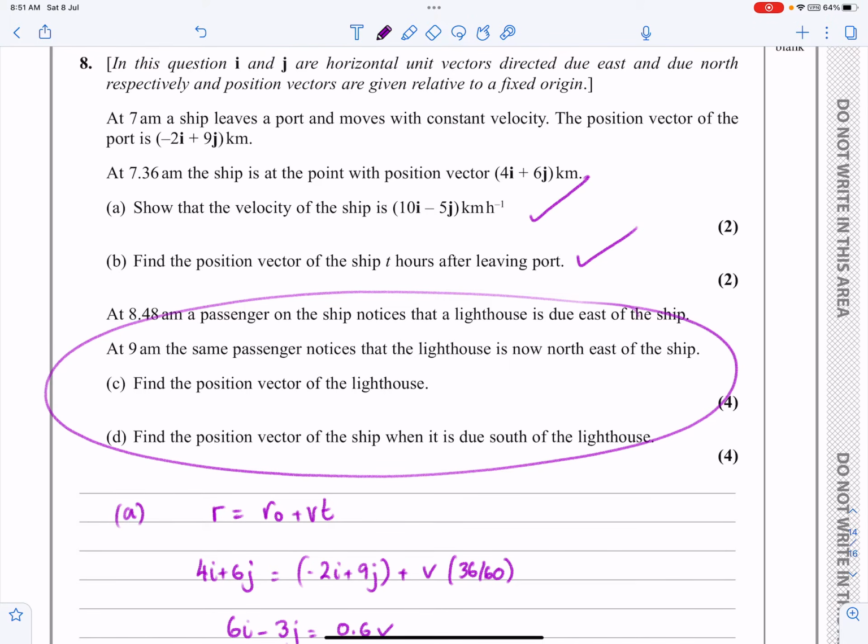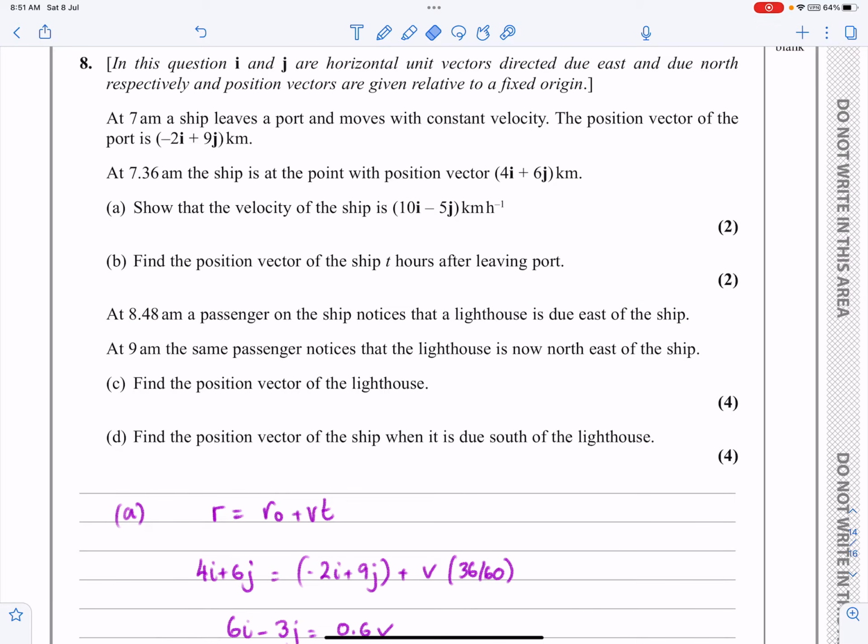Now for the rest of this question, it's a little bit trickier, but as we say, it is the last question in the paper, so that's fair enough. What I'm going to do is very much make use of a sketch for these two bits here. Have a read through of it, and what it says is it tells me that at 9:48 there's a lighthouse east of the ship. At 9 a.m., there's a lighthouse northeast of the ship. Where's the lighthouse? So what I've got to do first of all is to work out where we are then.